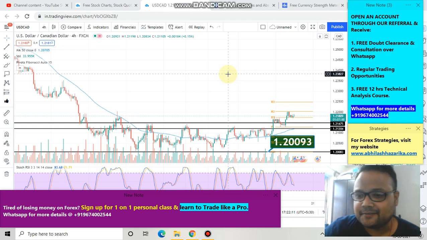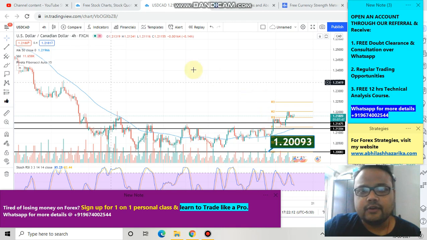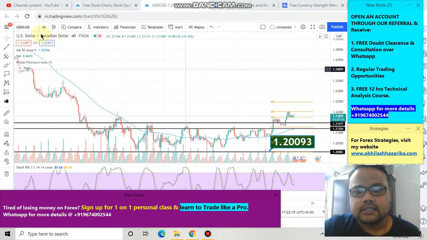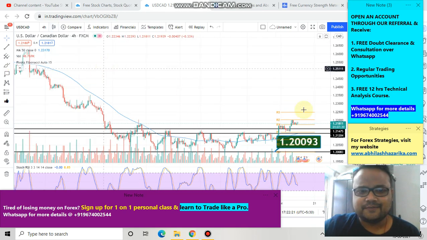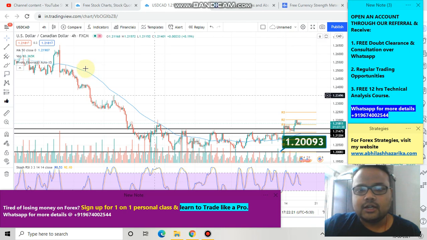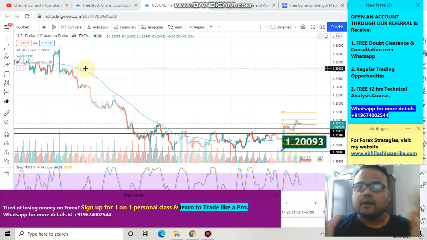So let's get started. This is the chart of US dollar, Canadian dollar, and as you can see, I am in my favorite 4 hours time frame. So this is the 4 hours chart. Let's do the analysis first. If you look at the chart, we can see that overall the market is in downtrend. There was some heavy selling pressure, but for the last couple of weeks, the market was trading in a tight range.